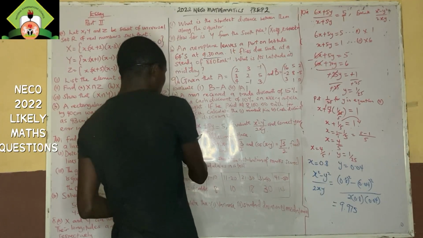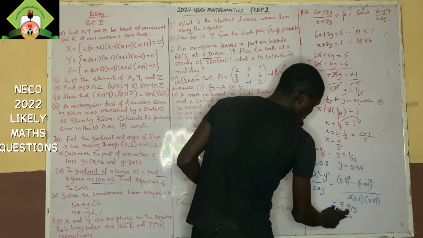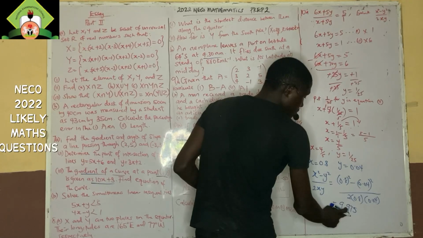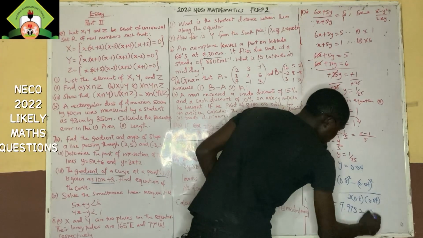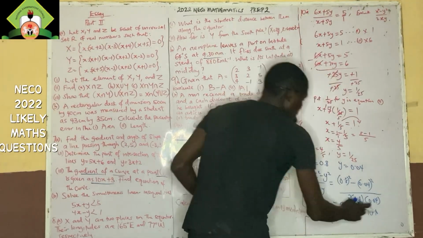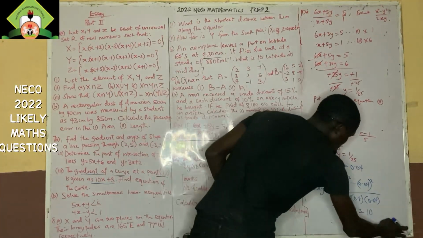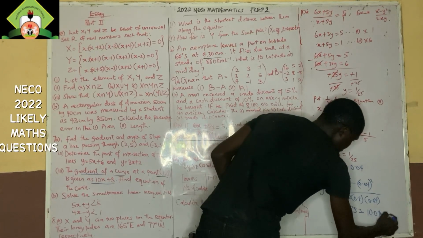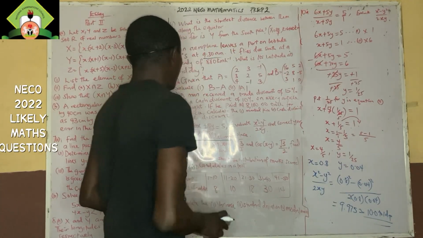Now, how many decimal places? Answers to 1 decimal place. So this is 1 decimal place. We need to approximate this one. So this 9 here, you have 7 here. It's more than 5, so you approximate it up. It will give you 10, because you have to approximate the 9 up. Everything will now be 10.0 to 1 decimal place. So that's that.